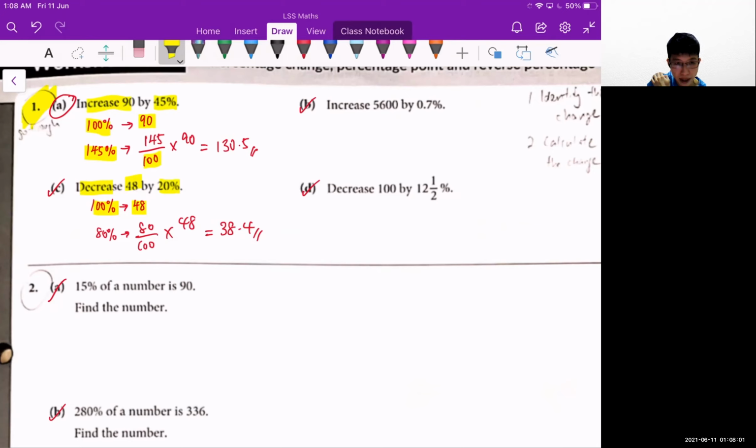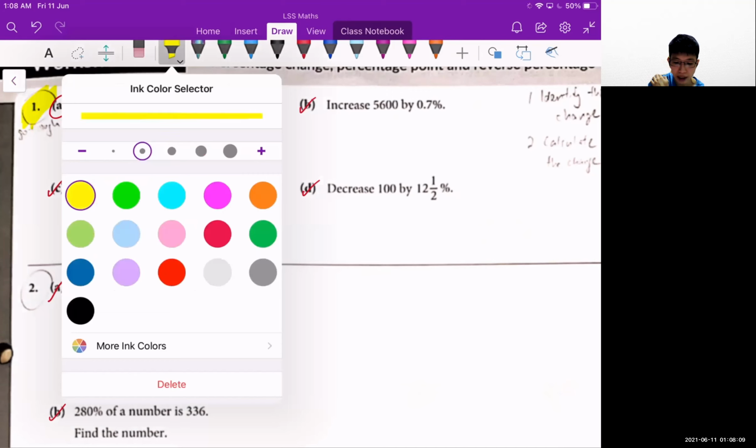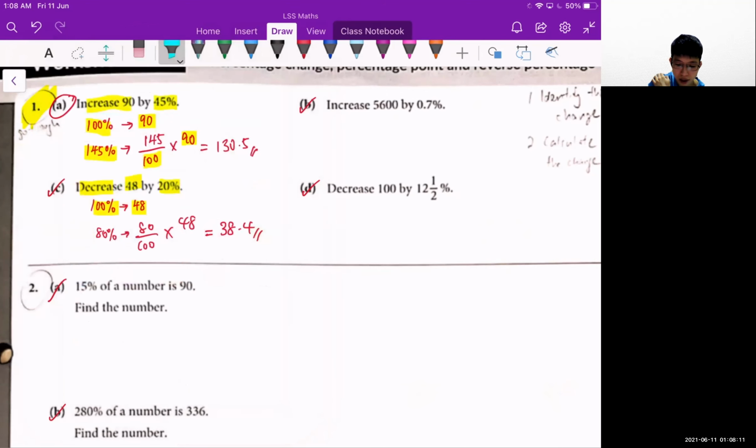So this is 100%. So the number that corresponds to 100% will be 90. So that's why I multiply by 90. And in this question, I want to find out what is 145%. So I put the numerator as 145%. So 145 over 100 times 90 gives me 130.5. So this is how I find it. So I let you try out B and D yourself.